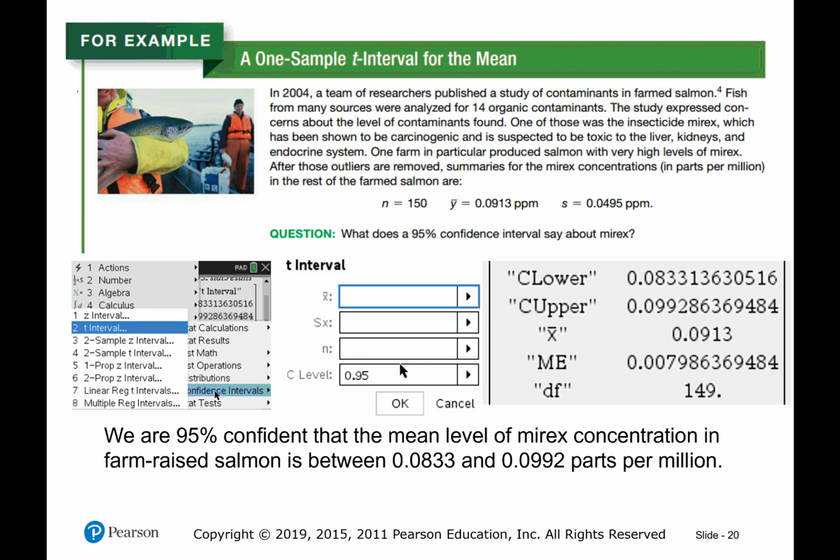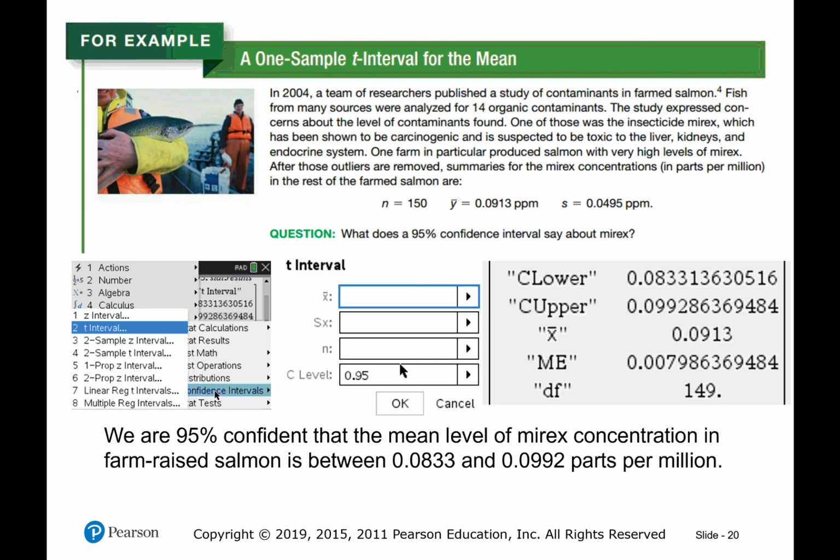We're 95% confident that the mean level, make sure that you're not saying proportion, the mean level of Mirex concentration in farm-raised salmon is between 0.0833 and 0.0992 parts per million. Again, for something like this, it's really important to include the units of measurement. Don't just put down the numbers without context. You guys wouldn't do that.